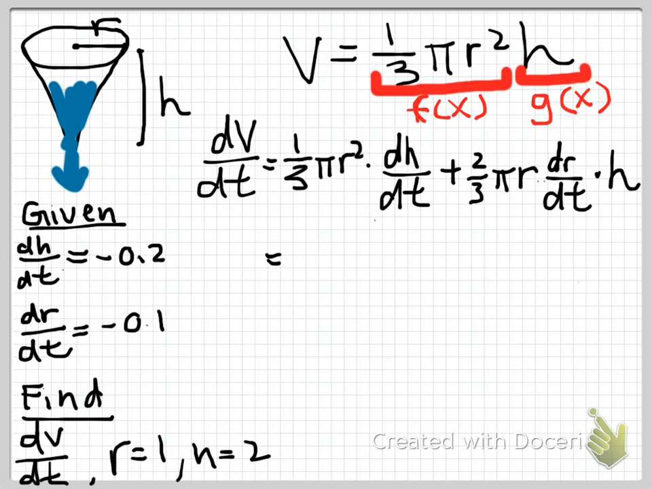So I'm going to do, right, I have r, I have, let's just check really quickly. I have r, I have dh over dt, I have r, I have dr over dt, and I have h. All right, so I'm going to give you some time to plug this into your calculator, and hopefully you'll get the same answer that I do.